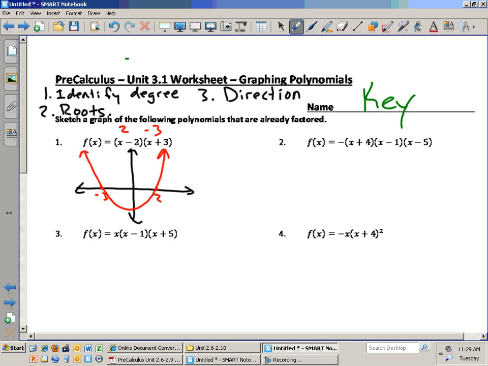Okay, the next one, what degree is that? It's a third degree. I'm going to write 3 right there for third degree. What are the zeros? What are the solutions? Negative 4, positive 1, positive 5. We'll mark it.